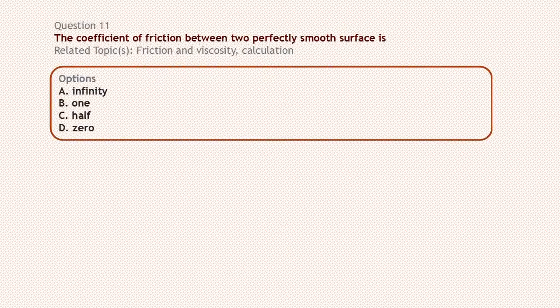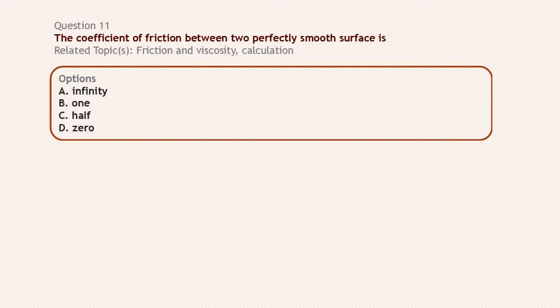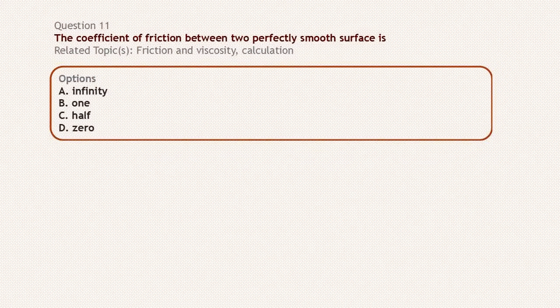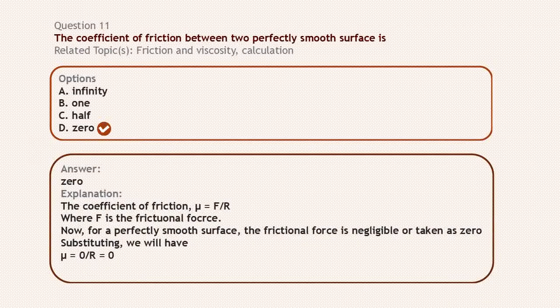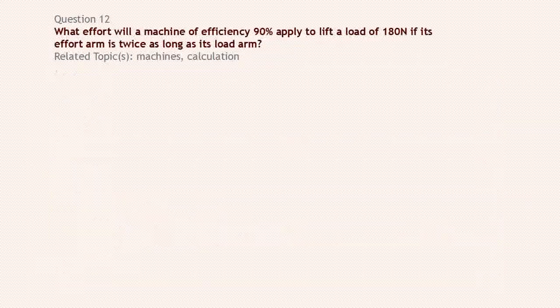The coefficient of friction between two perfectly smooth surfaces is? The formula for coefficient of friction is given as the frictional force over the normal reaction. Now, if the surface is perfectly smooth, then we say that the frictional force is negligible. It means that the frictional force between the two surfaces is negligible, so we take it as 0. So the coefficient of friction is going to become 0 over the normal reaction, and 0 divided by anything would give you 0 besides 0 itself.